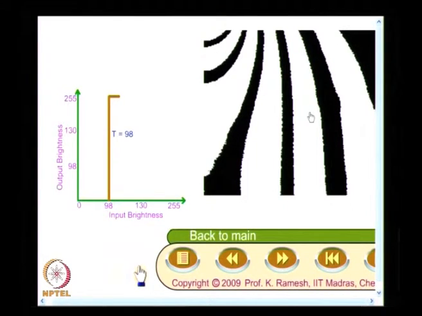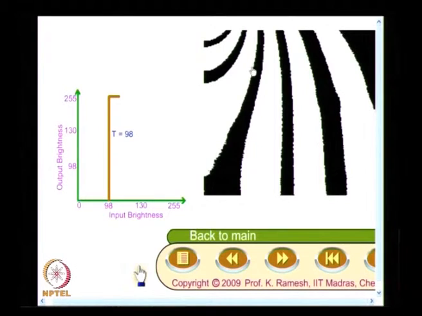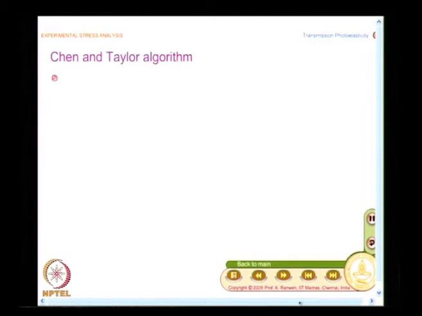This is one of the greatest advantages in photoelasticity. Even with a simple thresholding operation, you are in a position to identify fringe areas. If I want to do binary based processing or intensity based processing, I must first identify the fringe areas, and within the fringe areas do some kind of processing. In a binary based algorithm, we will try to strip the outer pixels until the skeleton is obtained. One very famous algorithm in this is by Chen and Taylor.